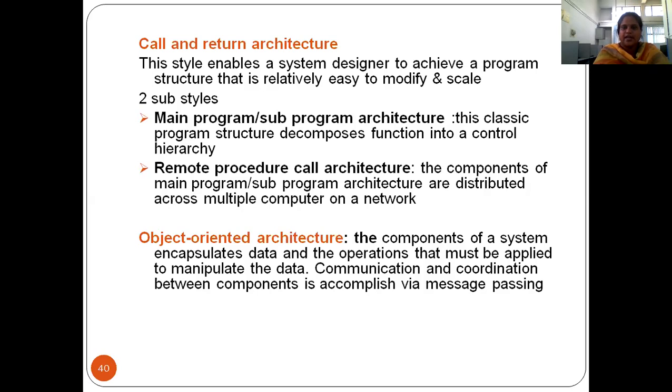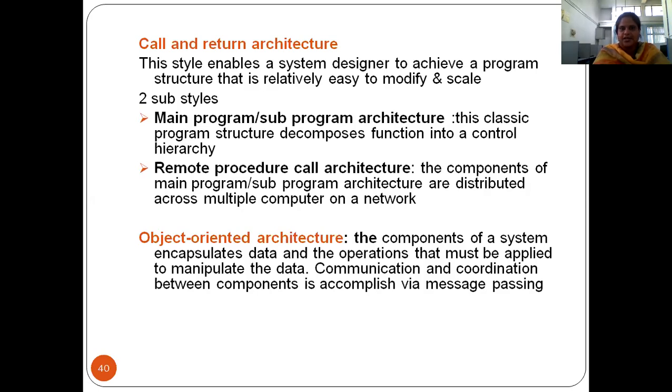Next one is object-oriented architecture. What happens in object-oriented, as the name indicates, the components of a system encapsulate data, meaning bring the data together, and the operations that must be applied to manipulate the data. Communication and coordination between components is accomplished via message passing. So from one component to other component, the communication or coordination will be done using message passing in this object-oriented architecture.